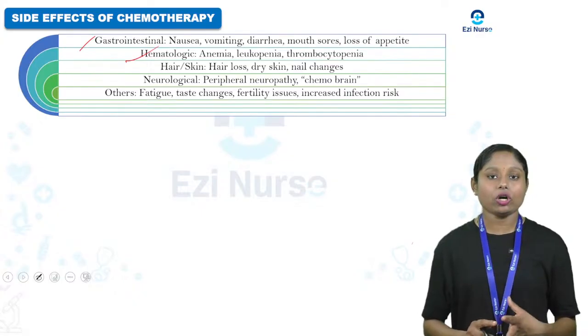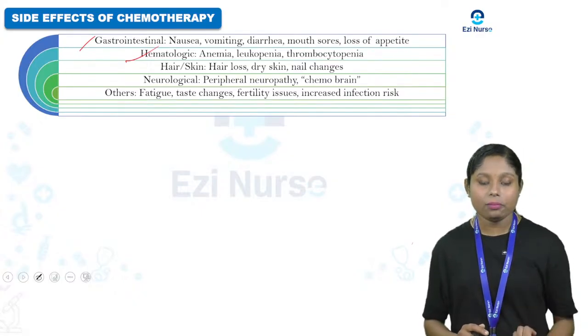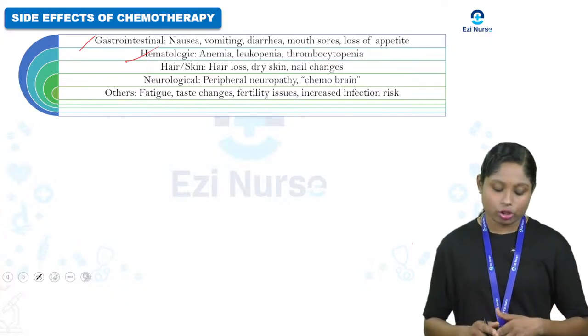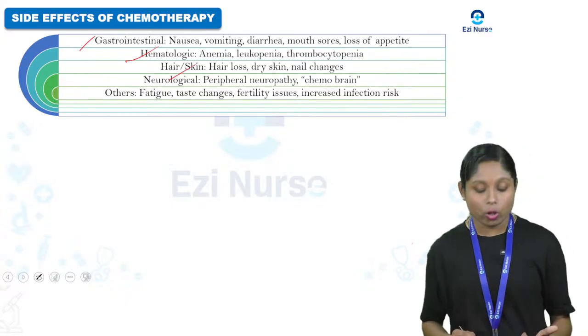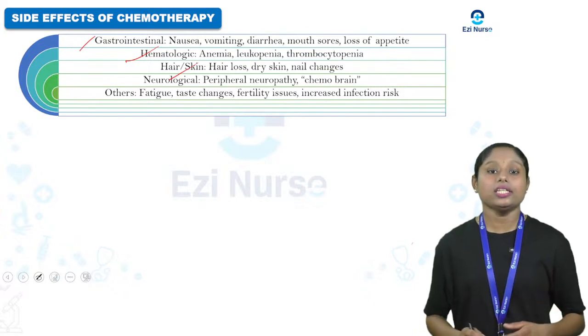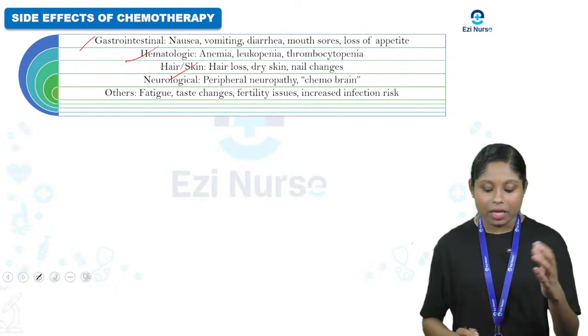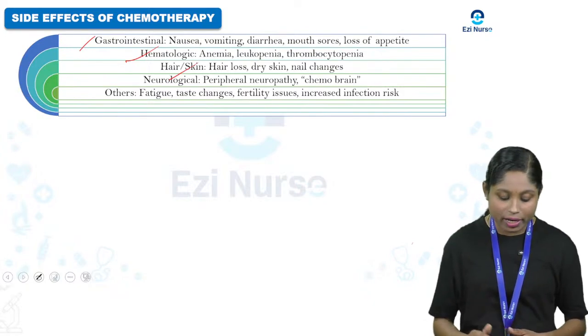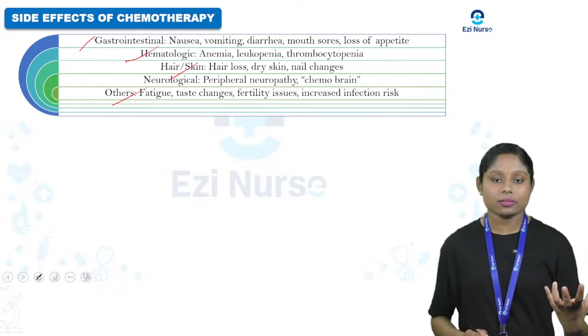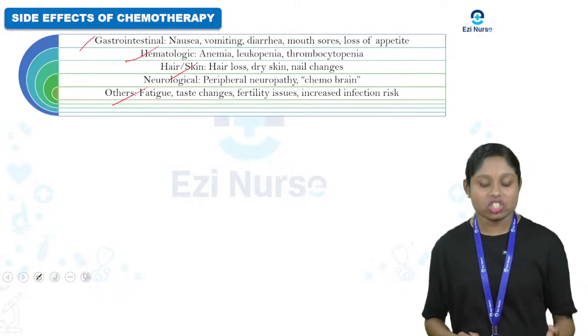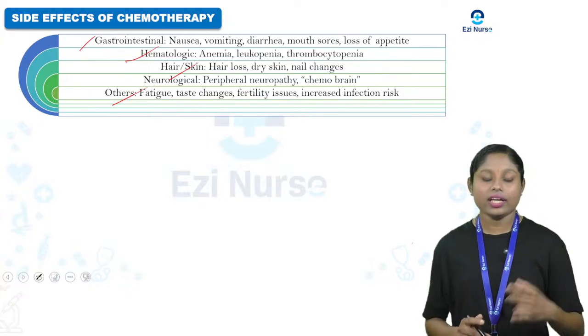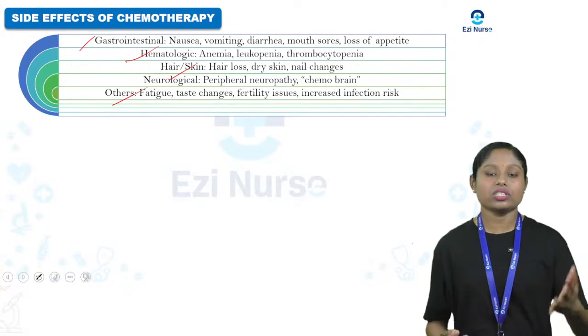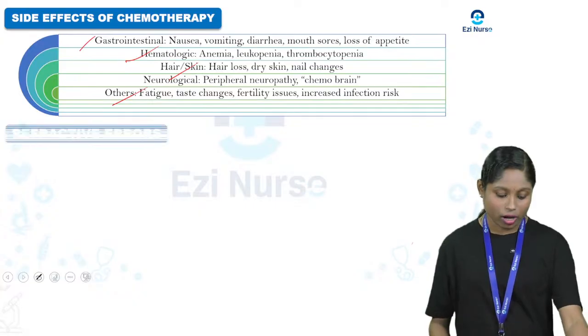Hematologic: what will the hematologic side effects be? Anemia, leukopenia, thrombocytopenia. Hair and skin: hair loss will be there, dry skin, nail changes. Neurological: peripheral neuropathy, also known as chemo brain. What are the other symptoms? Fatigue, taste changes, fertility issues, increased infection risk. So these are the side effects of chemotherapy.